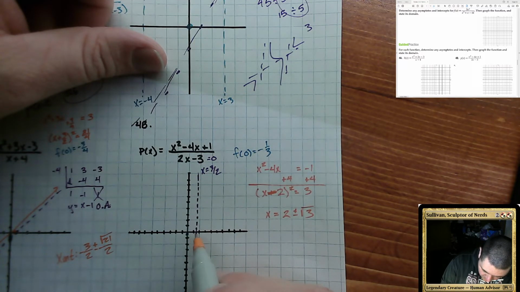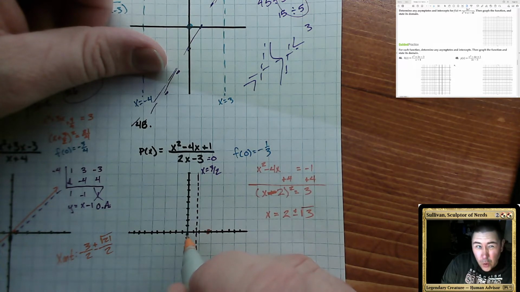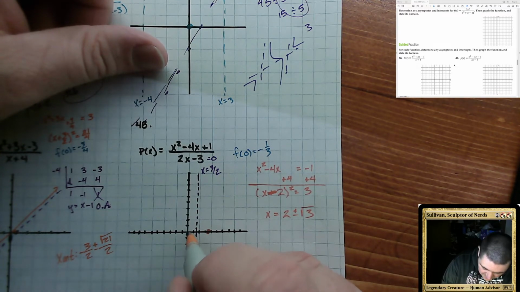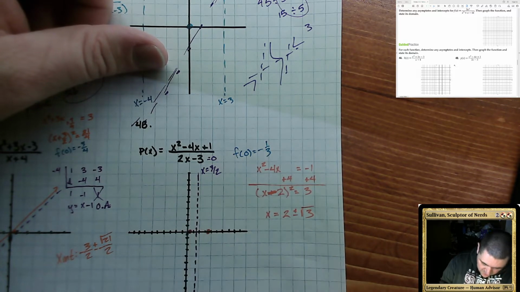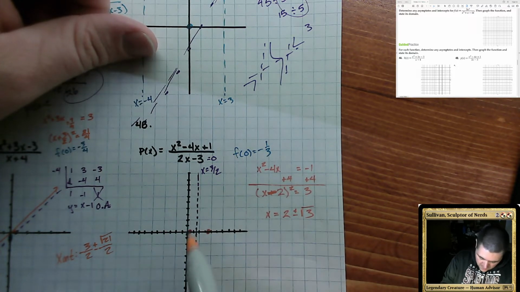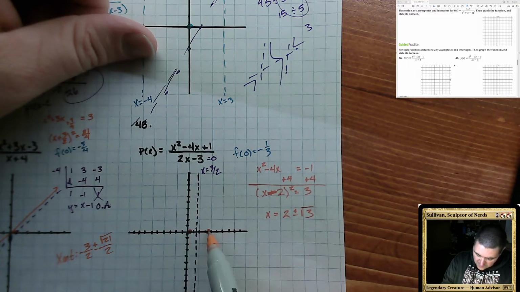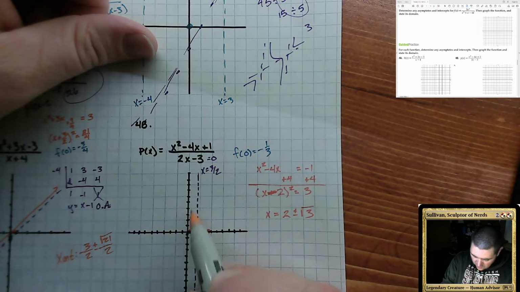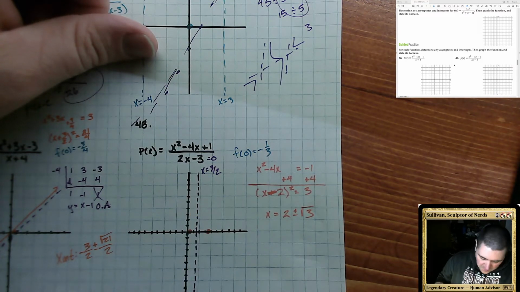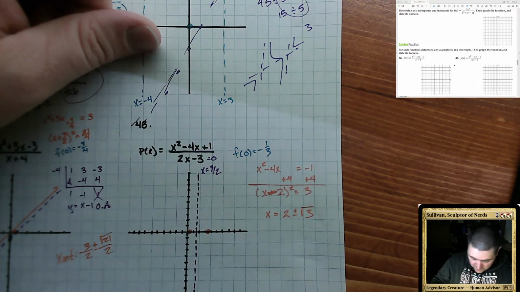So at 1, 2, 3.73, and at about 0.261-ish. So there's x-intercepts. So you see how these two are real tight together. I haven't even finished the problem, and because they're so tight together and there's one on the other side of that vertical asymptote, I'm betting it's going to curve upward right here. And that's something you just get used to over time, the more of these you do.